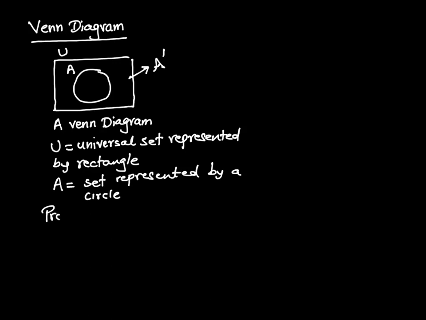A is the given set, whatever is given to you. And then A prime is a complement, right? So now we're going to talk about what's a proper subset.